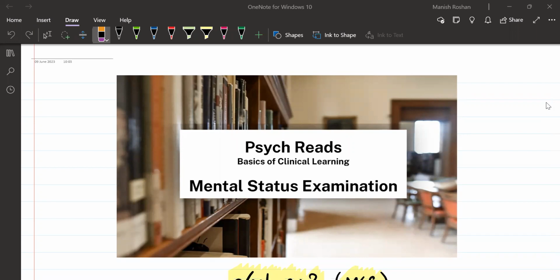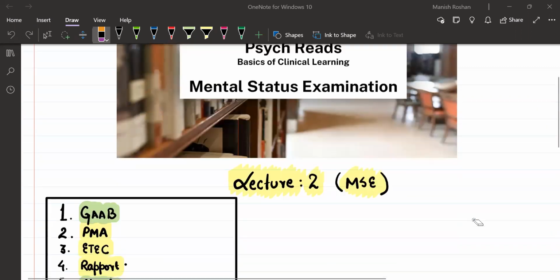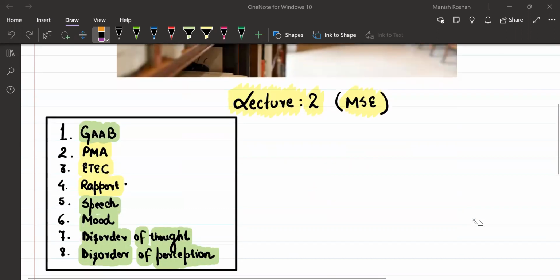So today we'll be looking into the mental status examination. In the last video we looked into the neurocognitive function or the higher mental functions. In this video, the second video, we'll be looking into the mental status examination. The mental status examination gives an overview regarding a patient, be it inpatient or outpatient. First of all, let's look into the headings of the mental status examination.